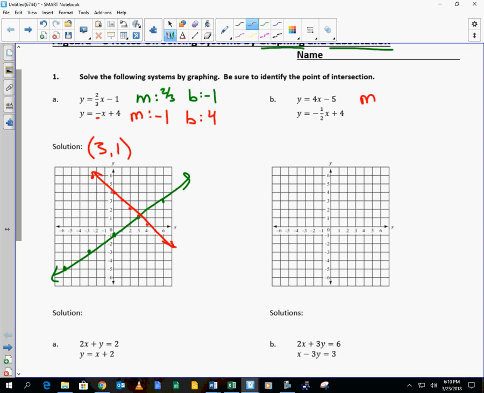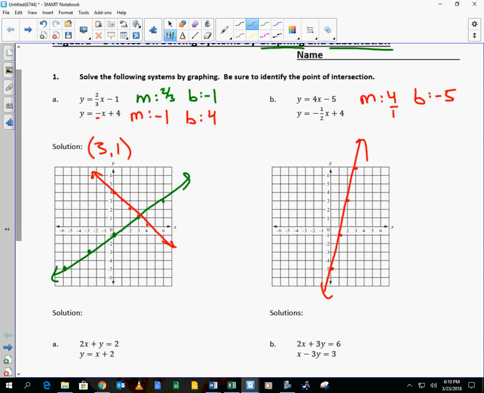Next one, slope 4, y-intercept -5. Plot -5, slope is 4 over 1. So that means I rise 4, run 1. Rise 4, run 1.